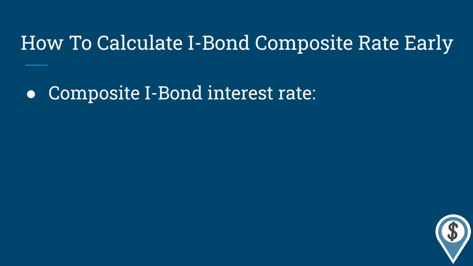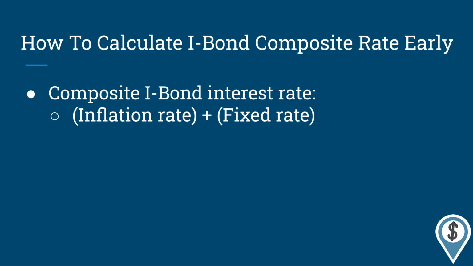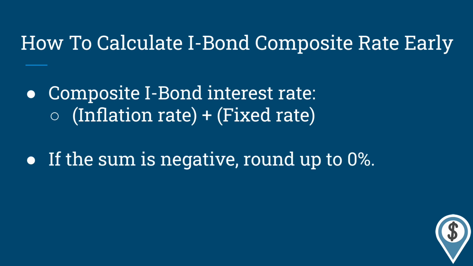The next step's really easy. We're going to take those two numbers and make a composite rate. Your composite I bond interest rate is equal to the inflation rate plus the fixed rate. If the sum of those two is negative, round it up to 0%. The composite rate of an I-bond can also never be less than 0.